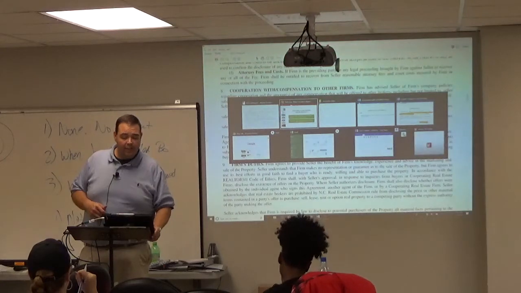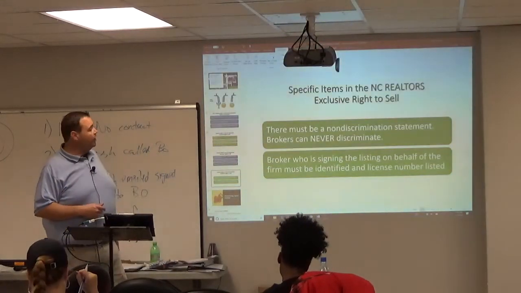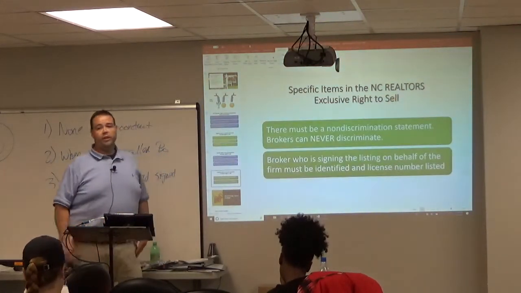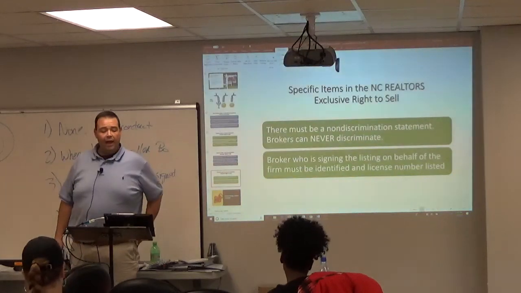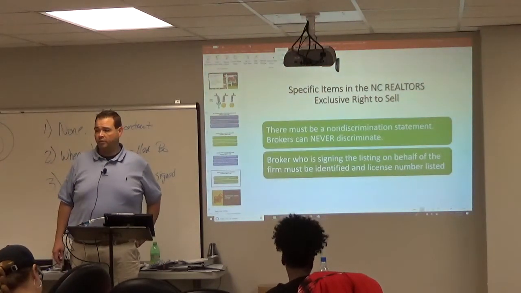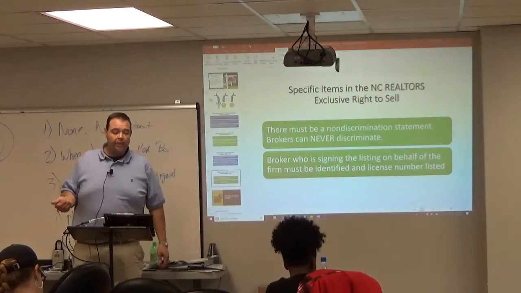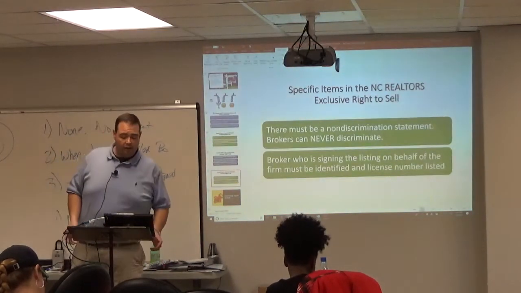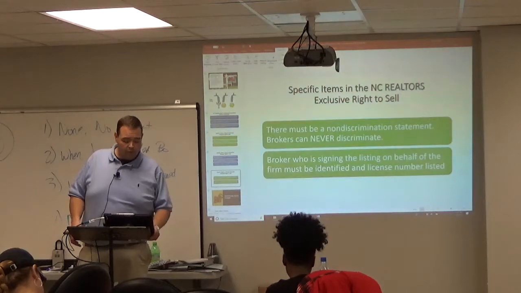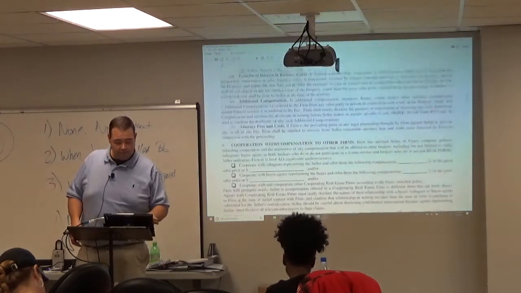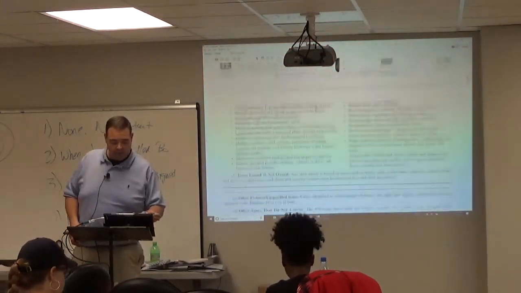Now, if you look back at the slides, one of the other things it says is there has to be a non-discrimination statement. Every listing agreement has to have a non-discrimination statement. We talked about this a little bit, right? We said that in any agency agreement, there has to be a non-discrimination statement. So let's find it in this listing agreement.